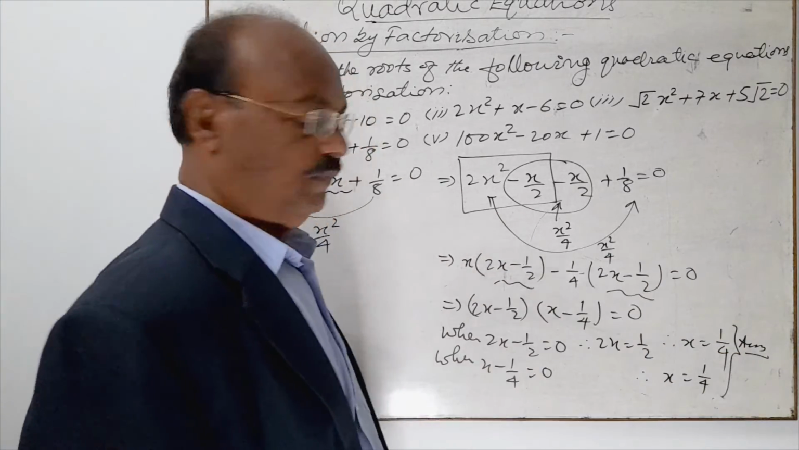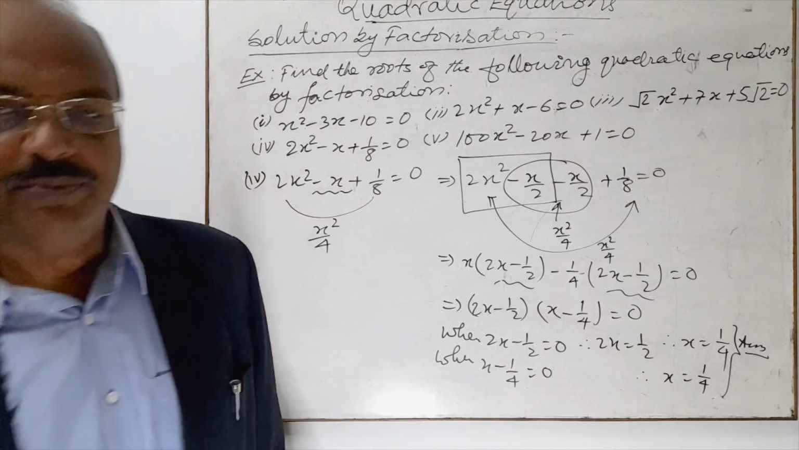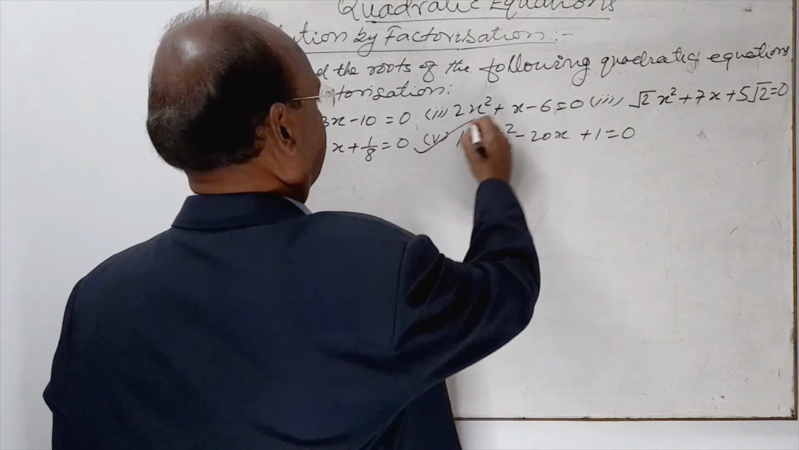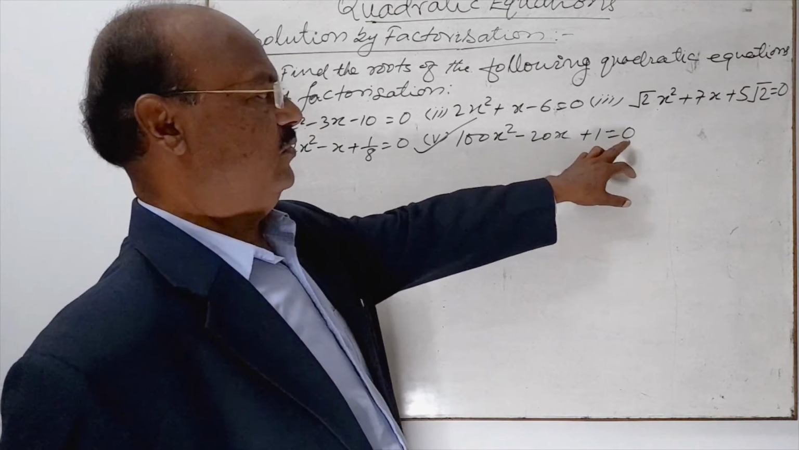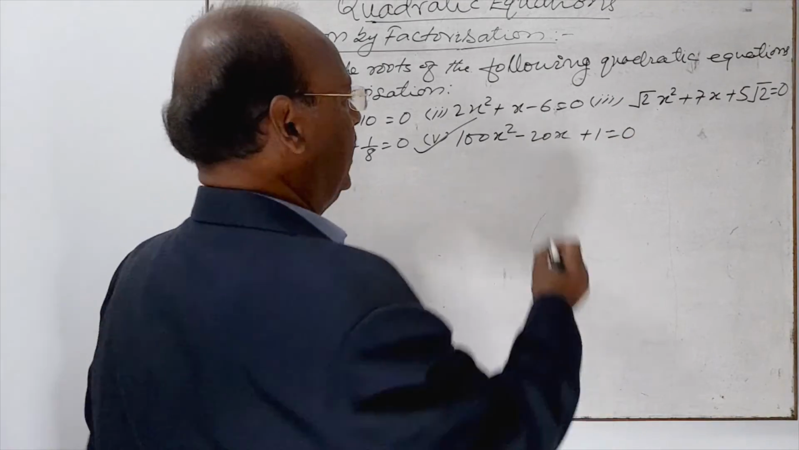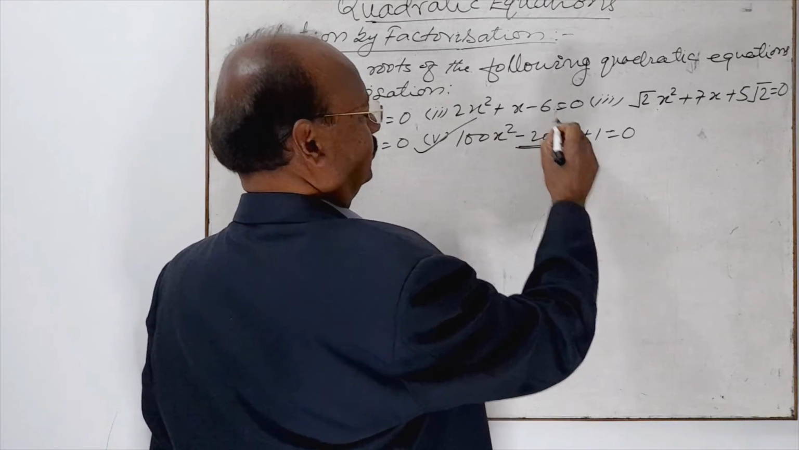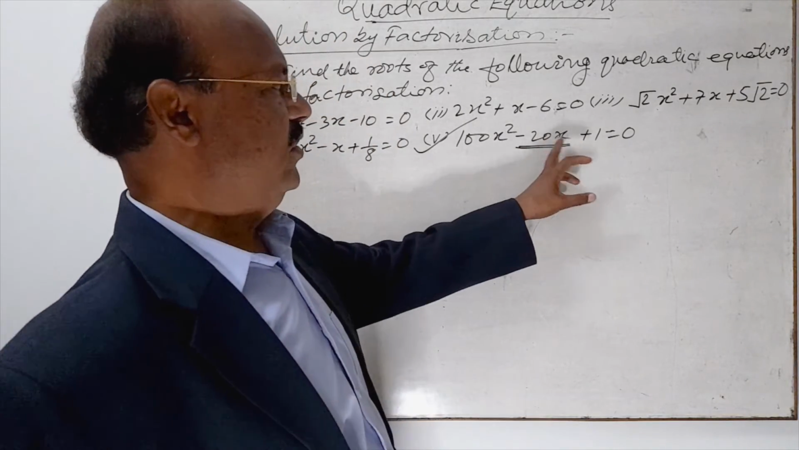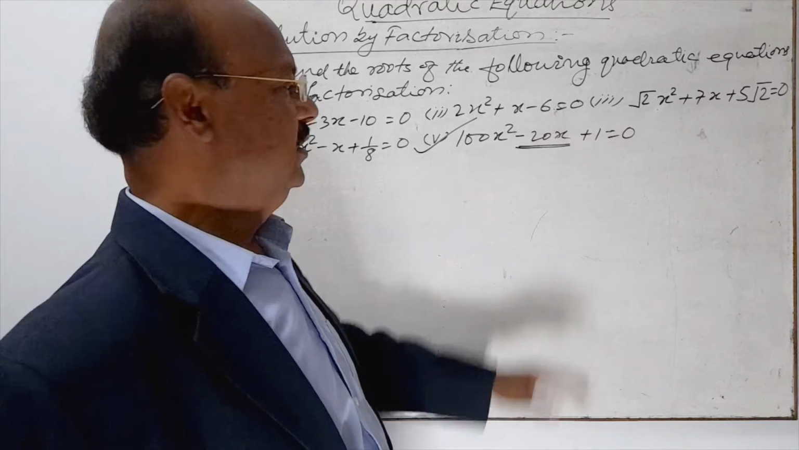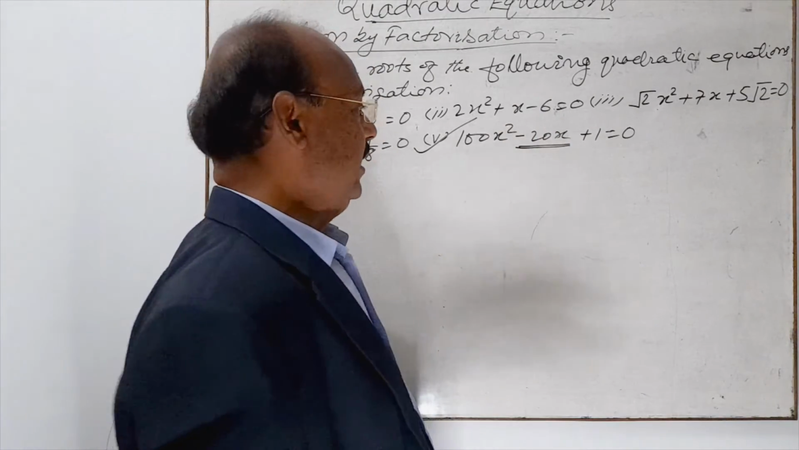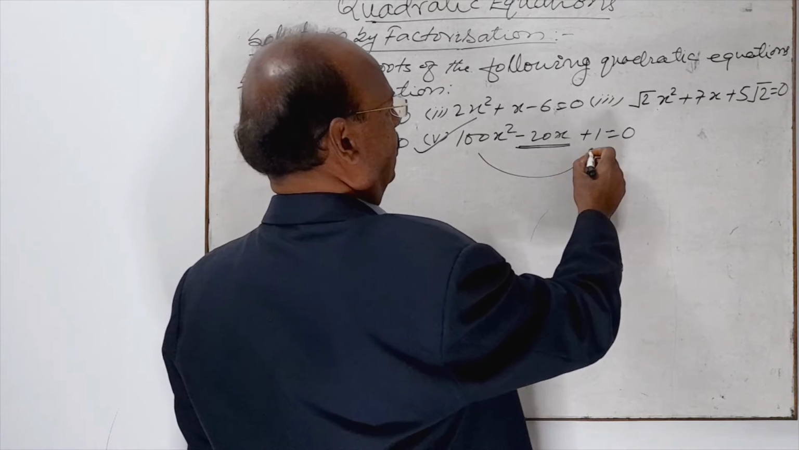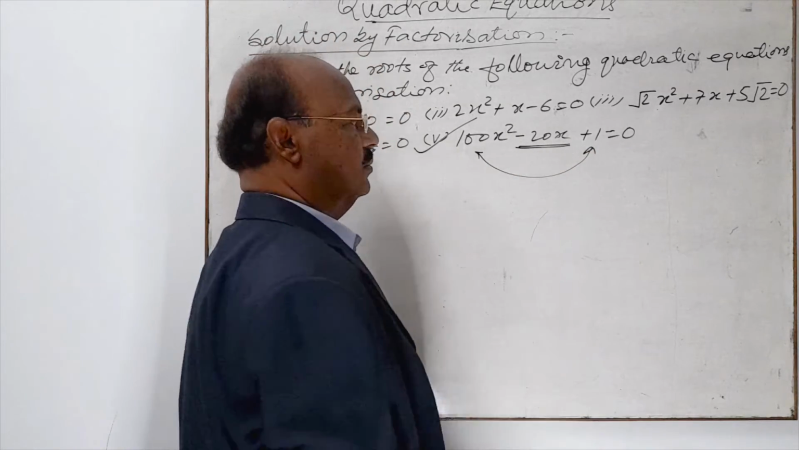Okay. Now, next question, last question of this video. So now let us see this question, fifth. 100x square minus 20x plus 1 is equal to 0. We'll try to split this minus 20x into two parts, so that the value minus 20x will remain the same and the product will be equal to the product of first and last terms.